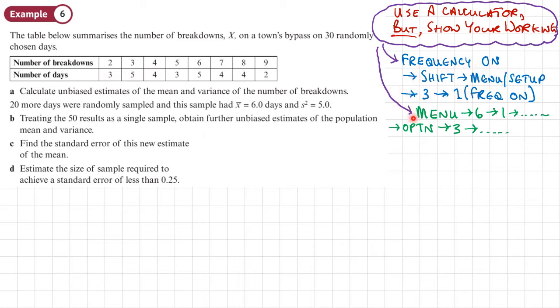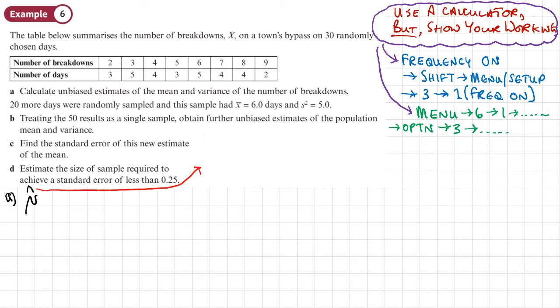Once you're sure that frequency is on, these are the steps you need to go through. At this point here, this is where you type the data in, and then after you've pressed 3, you're going to get all your summary statistics here. Now, even though we're using a calculator, we do need to show our working. Okay, so we want an unbiased estimate for the population mean. Now, this is a symbol for the population mean, but to show that it's an estimate, you put this little hat on it.